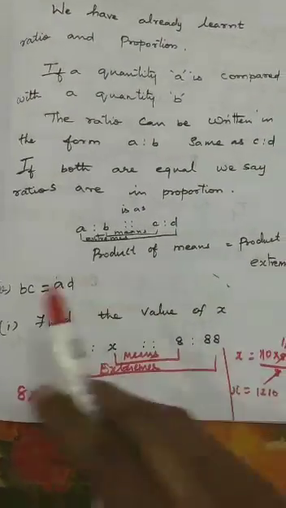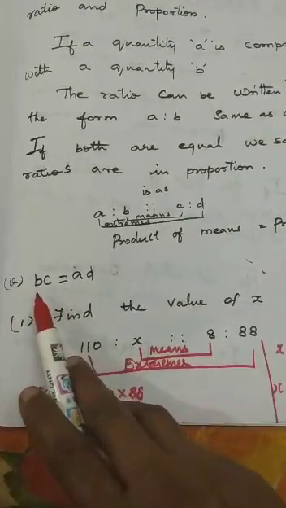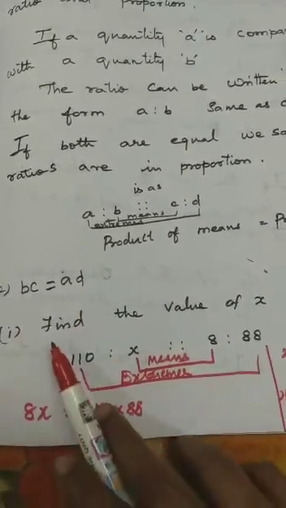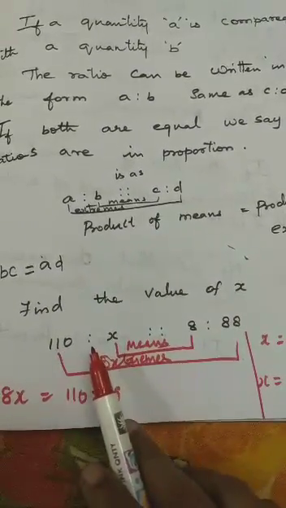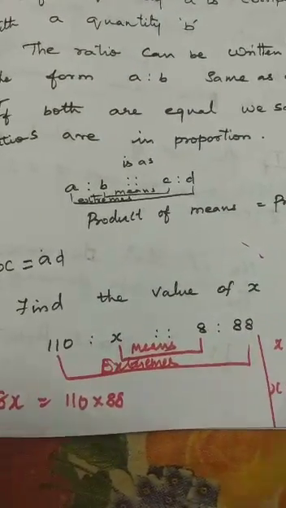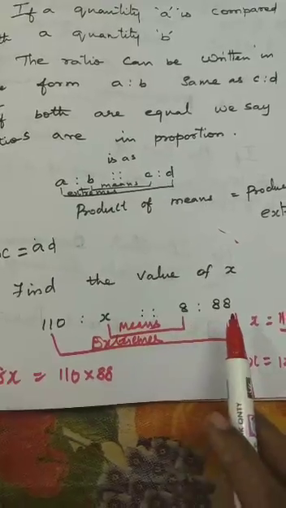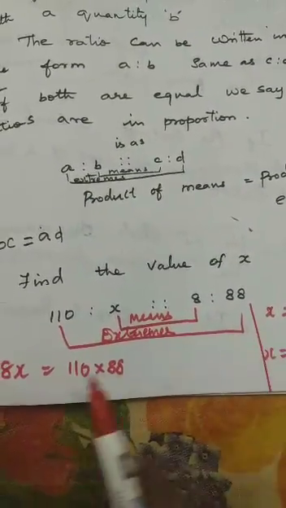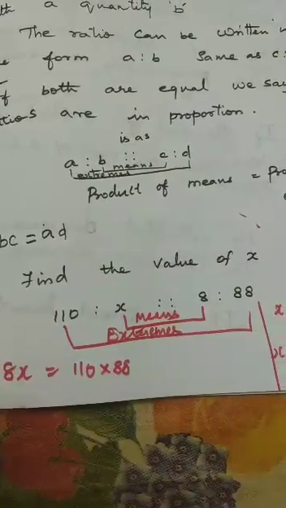Okay. We shall see a sum. In the sum itself they have said that BC is equal to AD. Find the value of X. Okay. 110 is to X as 8 is to 88. Here X and 8 are means and 110 and 88 are extremes. So 8 into X is equal to 110 into 88.